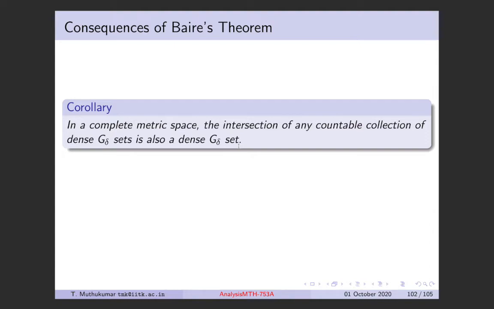So these are all open sets, right? That's what we call open sets. So here we are talking about G delta sets. Basically, a G delta set is a countable intersection of open sets.